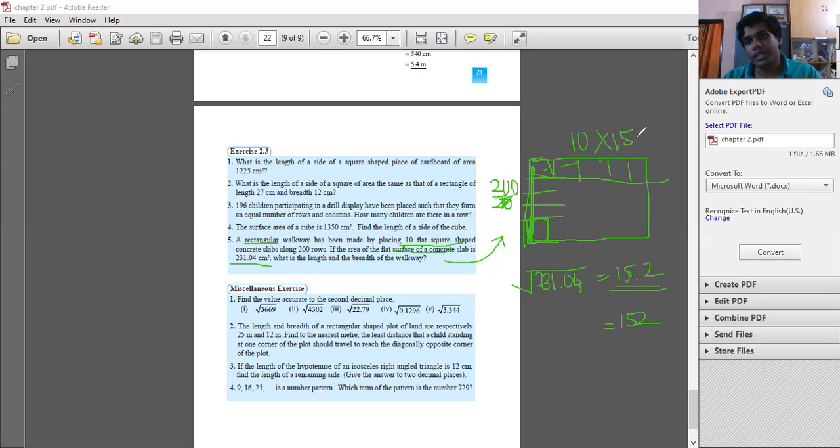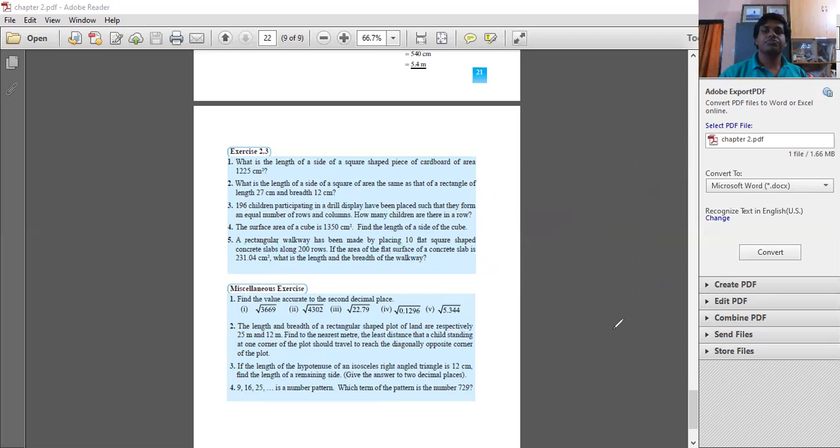15.2 into 10 will give you the breadth of the walkway. And the 200 into 15.2 will give you the length of it. So basically there's 152 plus 200 into 15.2 will give you around 3,192. 3,192 basically. That is how you find the answer.